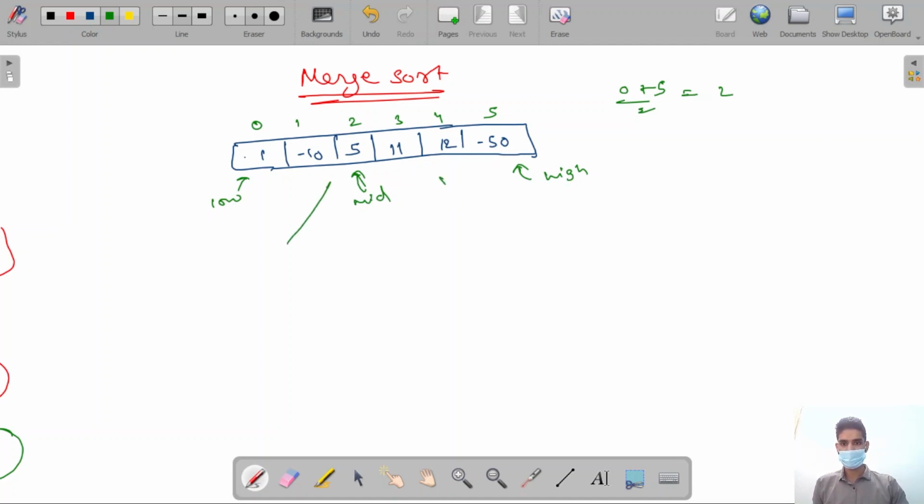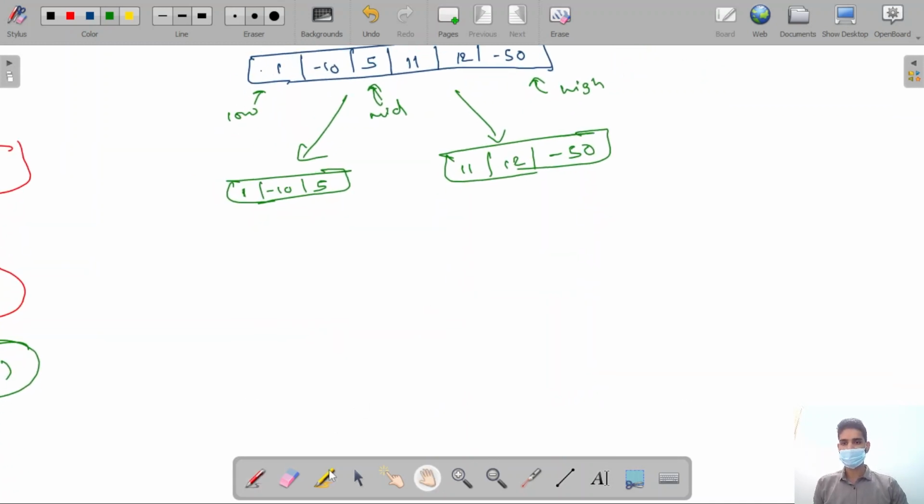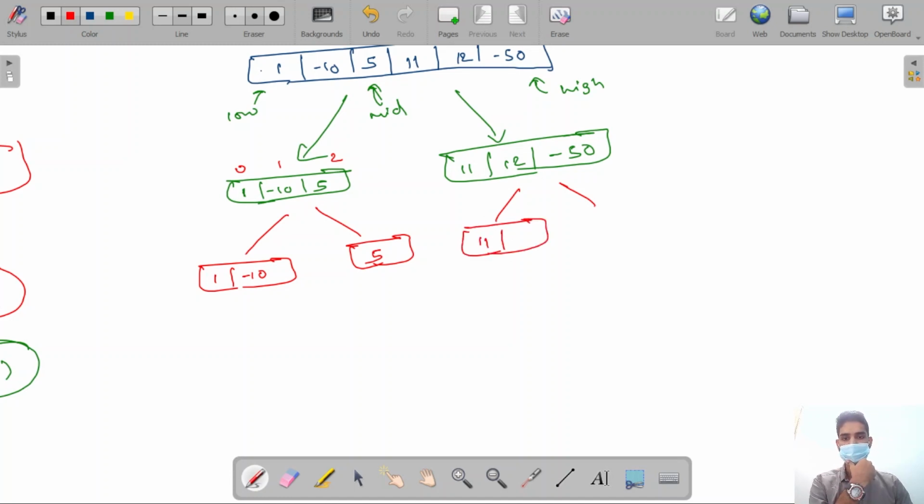So our two arrays will be 1, minus 10, 5. This is our first array, and 11, 12, minus 50. This is our second array. Again we will divide this array. So this array will get divided into two parts, 0, 1, 2. So 0 plus 2 by 2 is 1. So 1 and minus 10, and here 5 will come. This array will also get divided into two parts, 11 and 12.